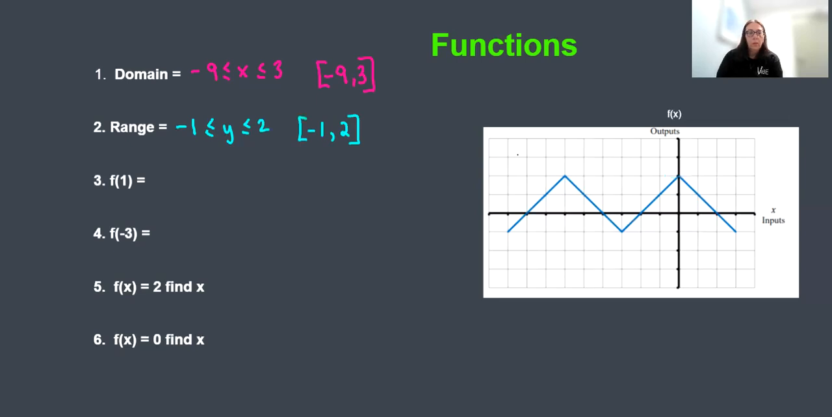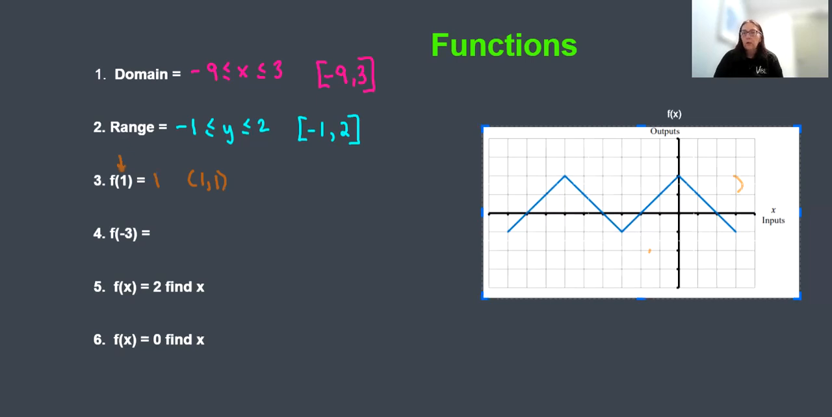Let's take a look at the next one. It says f of 1. That tells us our input: we're inputting 1, so we're replacing x with 1. I want to go over on my graph and see where x is 1. X is 1 right here. So follow that up on your graph till it touches your graph, and it touches that 1. So when I input 1, the output is 1. Right there, 1, 1.